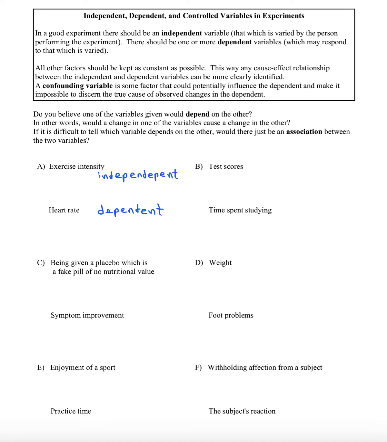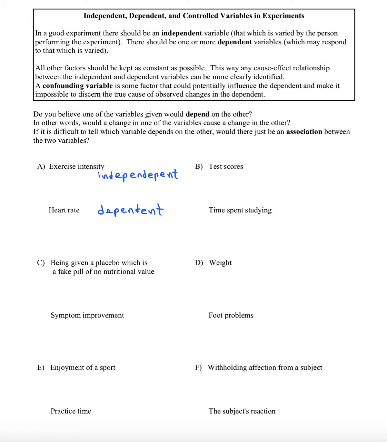So if we were going to make an experiment out of this, we'd want the experimenter to decide how much exercise each person does. And then they could measure the heart rate. Try the rest, and then I'll give my answers.